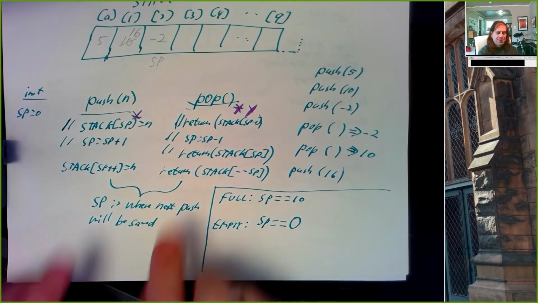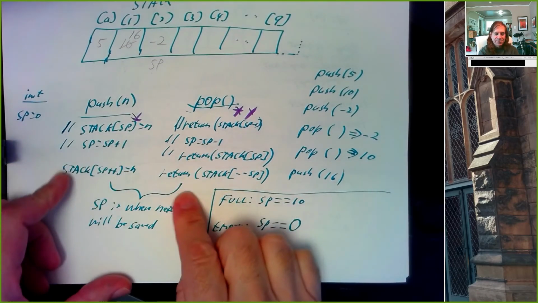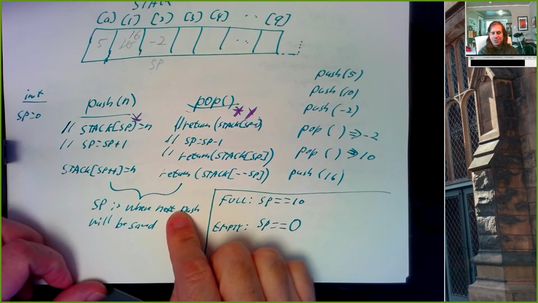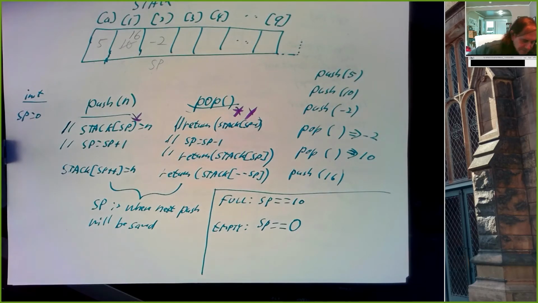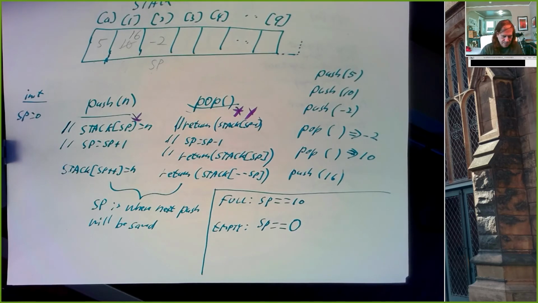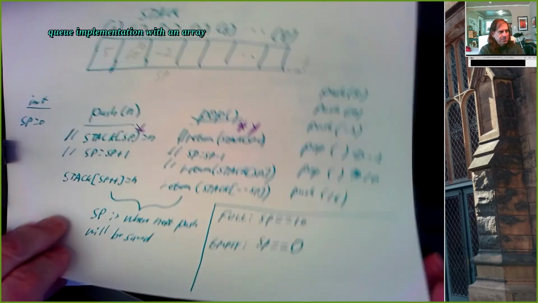Alright, so pretty straightforward, but a lot of potential confusion as to pre or post, increment or decrement, 0, 1, -1, 9, 10, 11. All right, questions about that? All right, let's go on to queues.